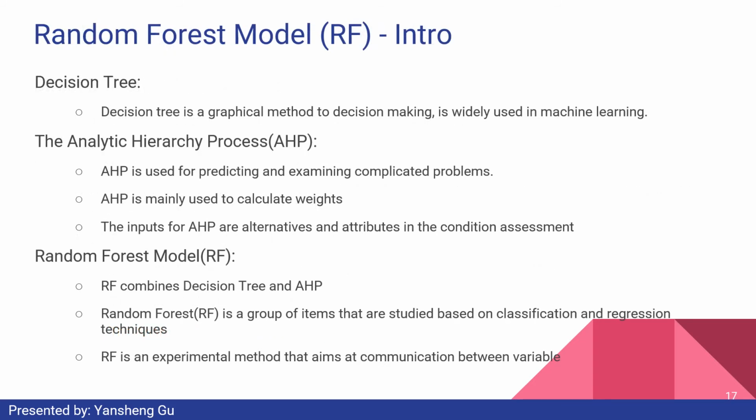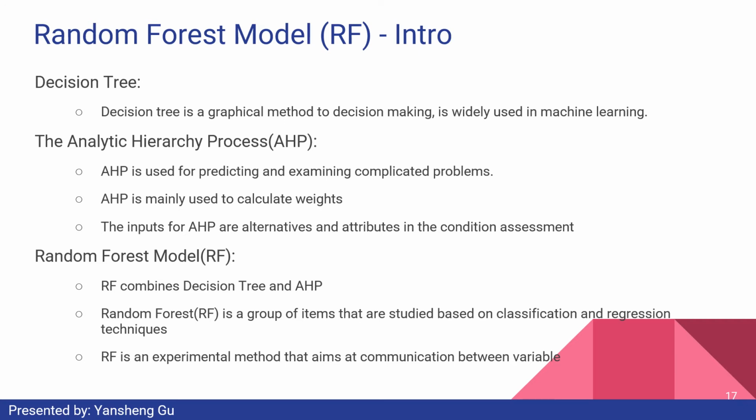Random forest model is our selection for use in the condition assessment. Before we go into the random forest model, we need to understand two terms: decision tree and analytic hierarchy process. A decision tree is a graphical method to show the different choices made by the specialist or machine in the form of a tree net. This approach is used in machine learning and data mining.